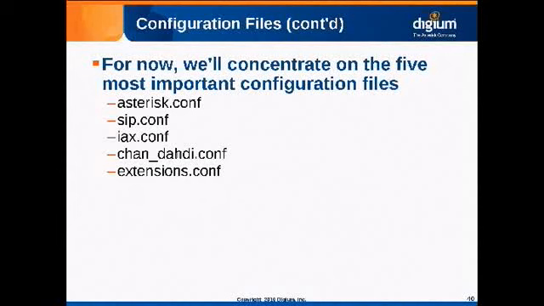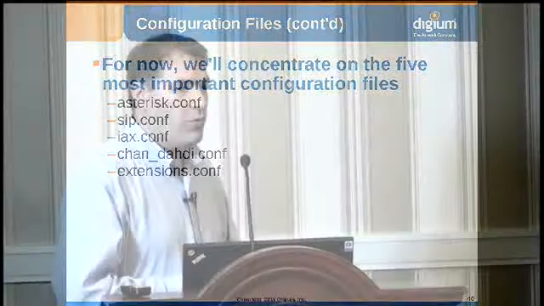So really there's 5 files that I find that are the most important ones that you want to start worrying about, especially as you're just learning Asterisk. So we're going to talk about asterisk.conf, which is kind of the master configuration file. We're going to look at 3 of the configuration files for the different channel drivers. We're going to talk about sip.conf.